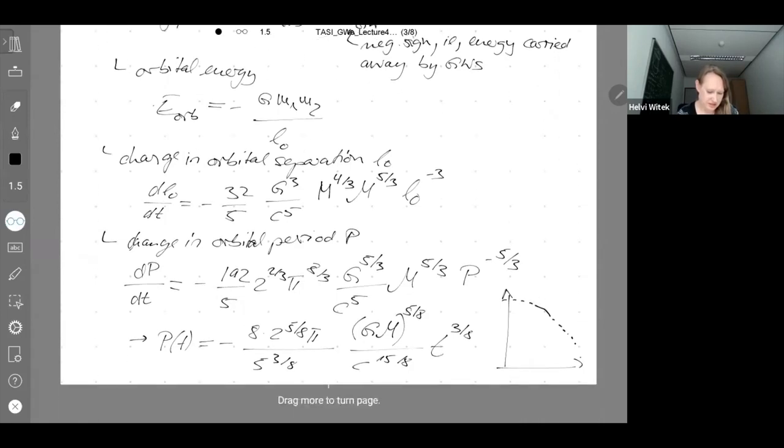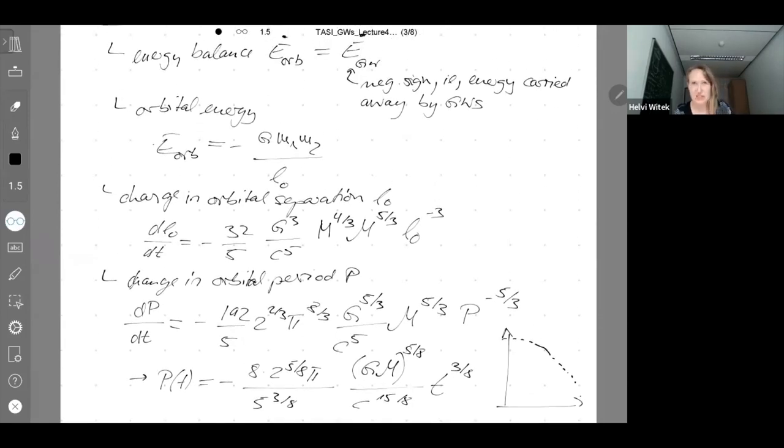Okay, now the last bit, where we look at the change in the gravitational wave frequency and actually look at the morphology of a typical gravitational wave signal coming from a binary.